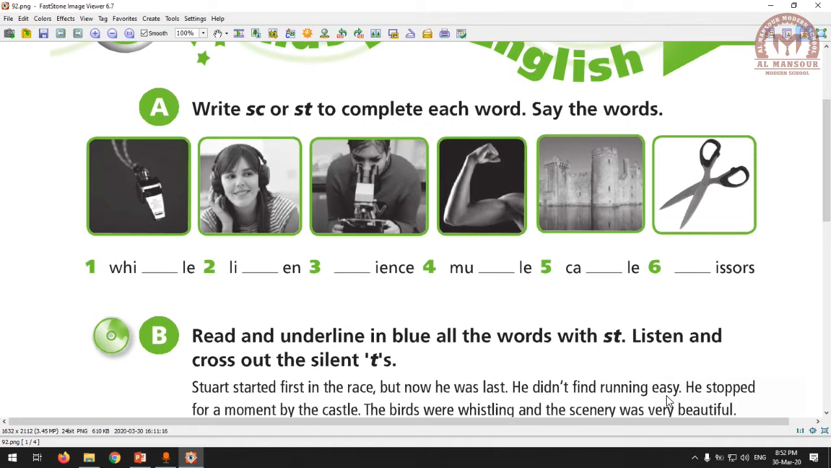Here we're gonna complete these words, okay? The first word, with either ST or SC, okay? Remember that. So the first word we have is whistle, ST. Second word is listen, ST. The third word is science, SC. Muscle, SC. Castle, ST. And scissors, SC. All right? Okay.